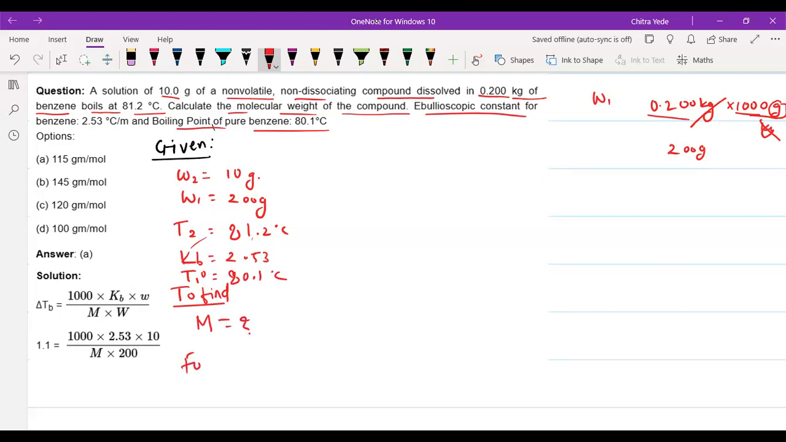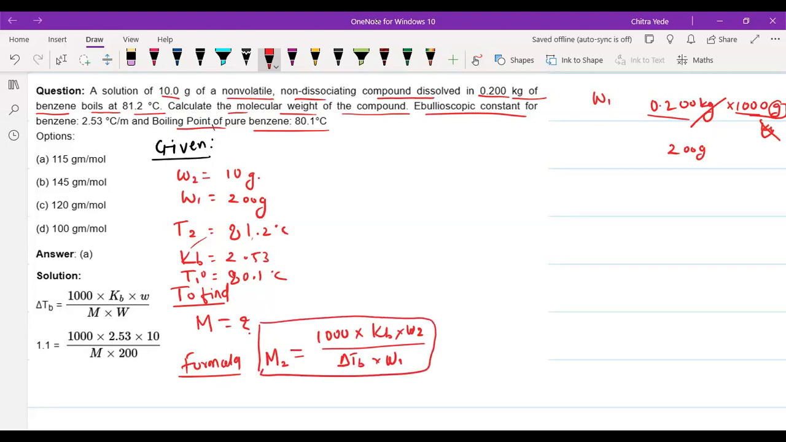Now we have the formula. We have derived that also: capital M or M2 or M equals 1000 into Kb into W2 divided by delta Tb into W1. This is the formula. We had derived that.